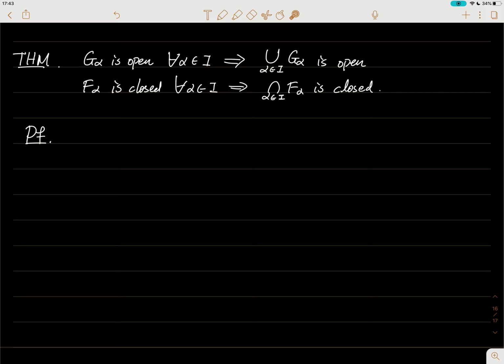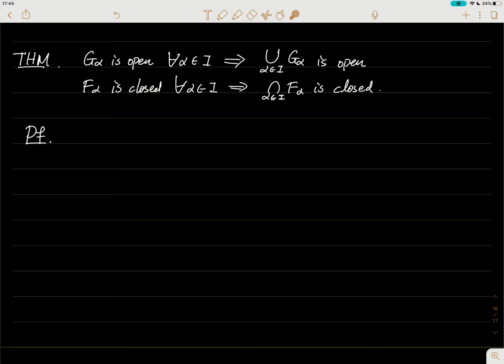The second statement is similar. So you have a bunch of closed sets. And again, this index set I could be finite, it could be infinite, it could be countable, it could be uncountable. But as long as all those sets are closed, the intersection of them is still closed. So again, it says that the intersection of closed sets is always closed. Again, it doesn't matter how many sets you have there. Okay, so we can prove just one of them, and the other one will be very easy to show.